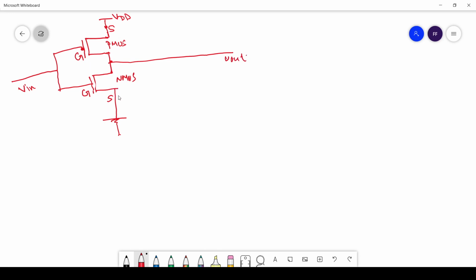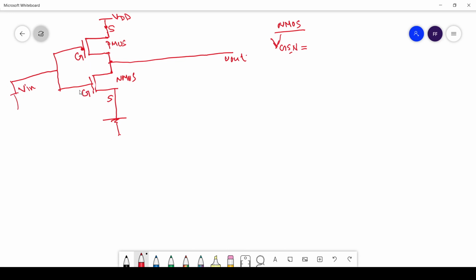Before writing the equations for saturation and linear regions, we want to write the equations for VGS of N, where N stands for NMOS, and VGS of P for PMOS, and likewise VDSP and VDSN. First let's consider the NMOS circuit. We will write the equation for VGS of N. V suffix GS of N equals, here the V in will connect to ground. In actual practice we will connect this V in to ground.